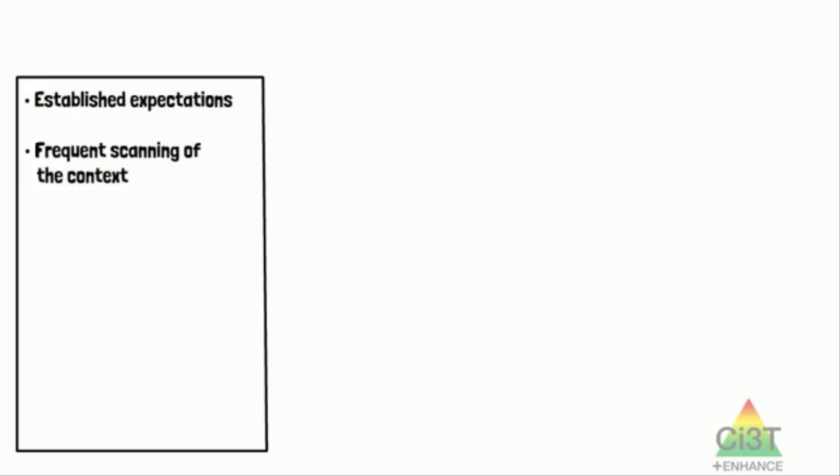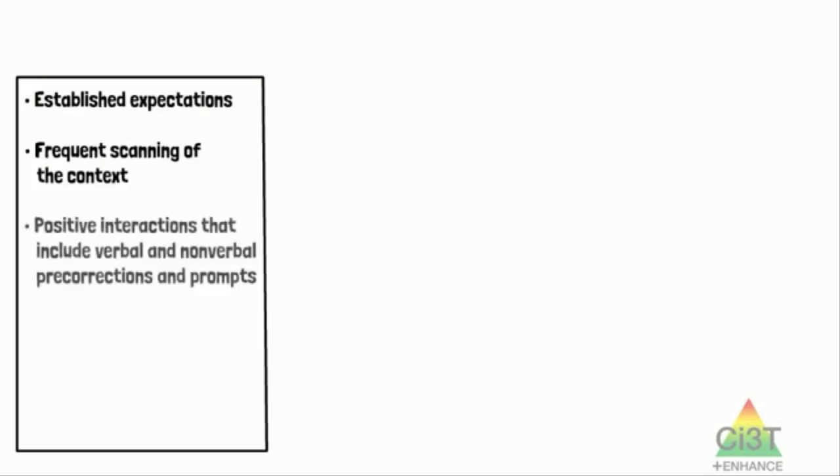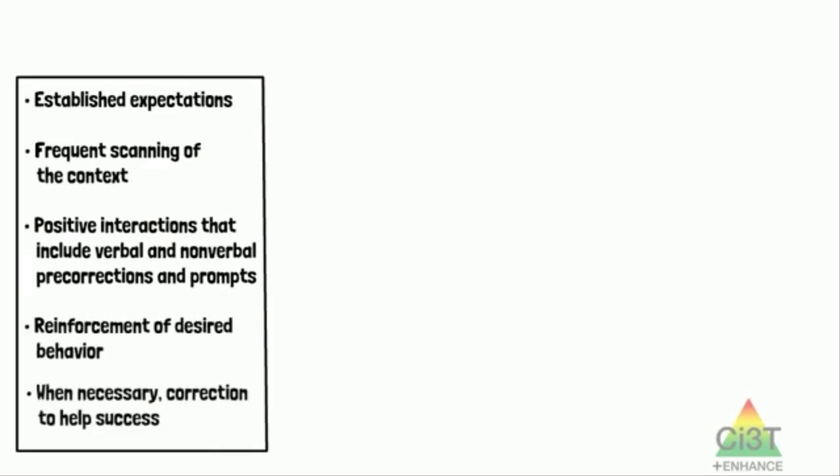Active supervision incorporates the distinct elements of established expectations, frequent scanning of the context, positive interactions that include verbal and nonverbal pre-corrections and prompts, reinforcement of desired behavior, and, when necessary, correction to help success.